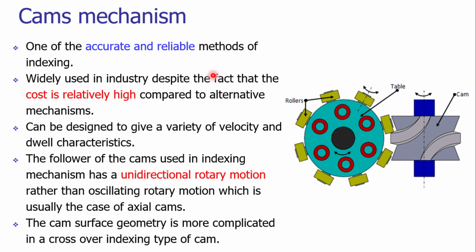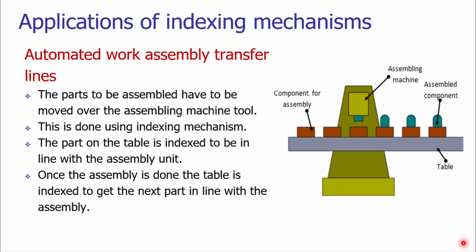The advantage of cam mechanism is that we can have a variety of velocities and the dwell characteristics. Dwell means the time during which there would not be any rotary motion of the spindle, there will not be any rotary motion of the table. And we are using the roller followers. These are the roller followers which are having the unidirectional rotary motion. We can use the indexing mechanism for processing of the work parts at various workstations.